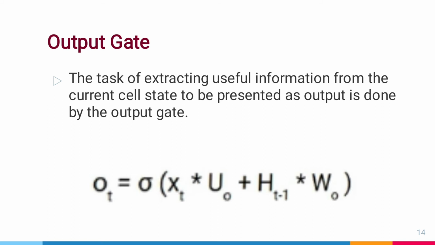And the third gate is the output gate. The task of extracting useful information from the current cell state to be presented as output is done by the output gate, and its equation is o(t) = sigma(x(t) * U_o + h(t-1) * W_o). It is similar to the previous two gates, and its values lie between 0 and 1 because of the sigmoid function.